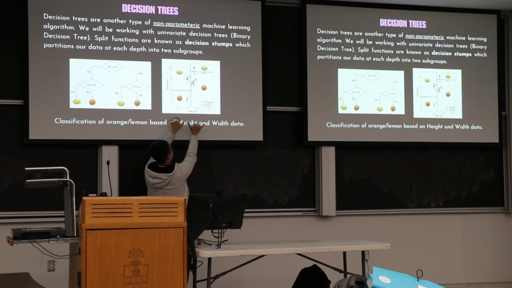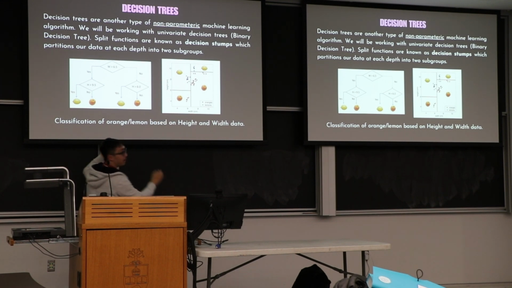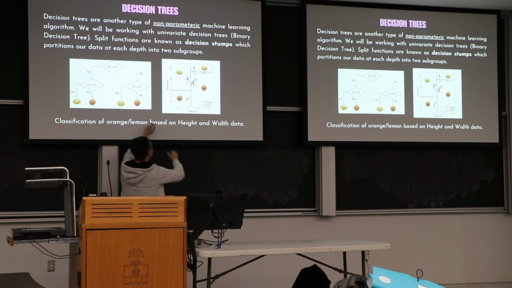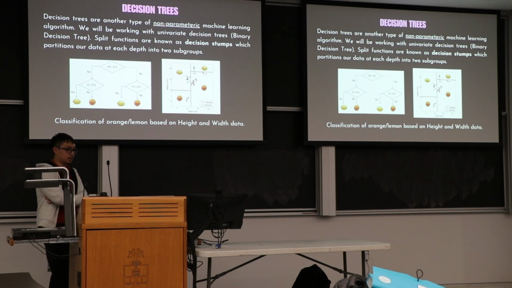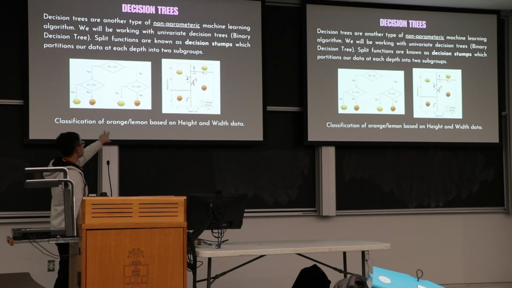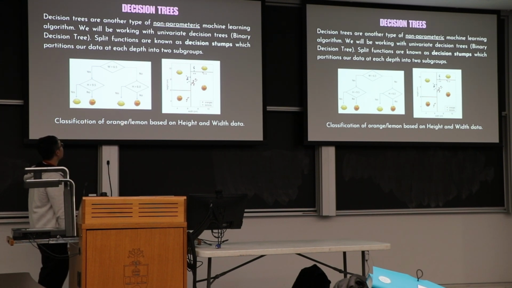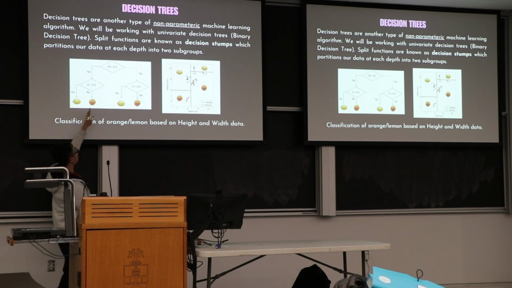It partitions our space into 2 subspaces. And within these subspaces, it's like a binary tree, okay? It's like a binary tree. We split these even further. These splits are known as decision stumps, which partition our data at each step into two subgroups, as I said. What this diagram represents is, if the width of an orange is greater than 6.5, then it goes to the left tree. If it's not, then it goes to the right tree. As you can see here, it gets partitioned even more.